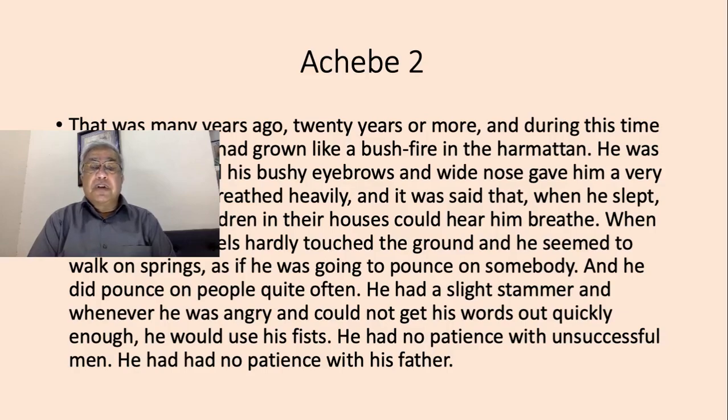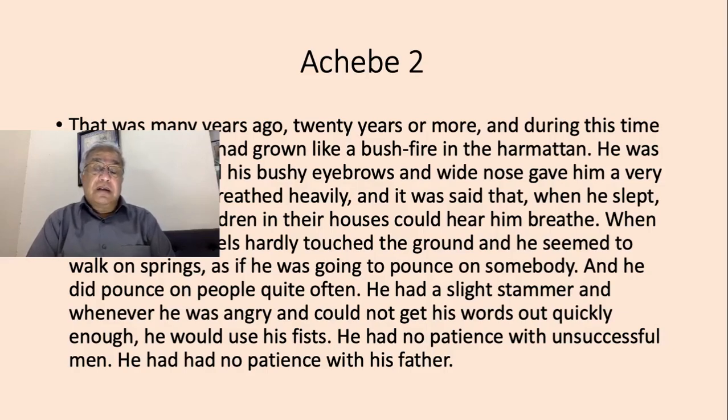For example, the writer talks about, first of all, that he was a very tall, huge type of guy, had bushy eyebrows and a very wide nose, and when he would sleep, people could listen to his breathing, so heavily he breathed. And the same is the case with his walk, that he would be walking as if he's springing. I mean, it's a very powerful kind of walk.